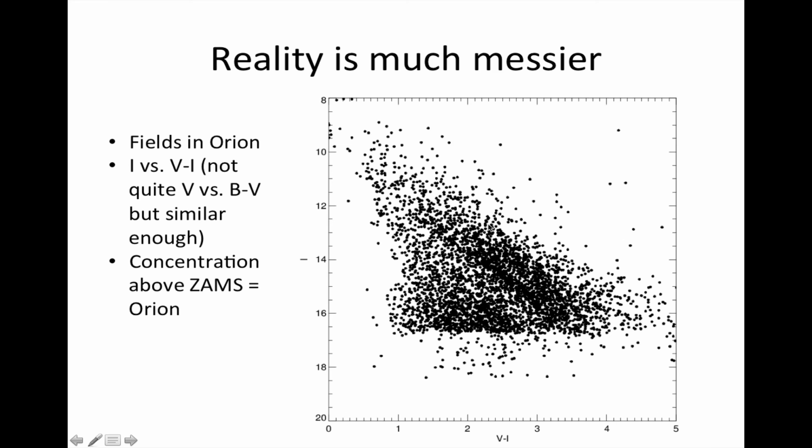So this is reality again. This is fields in Orion where I've just plotted everything. So I band versus V minus I, so brightness as a function of color. And you see there's a condensation of stars that are there. And you have a condensation of stars down here. All of this condensation are likely to be at the same distance there in Orion. These are field stars. They're just things that happen to be in the field of view.